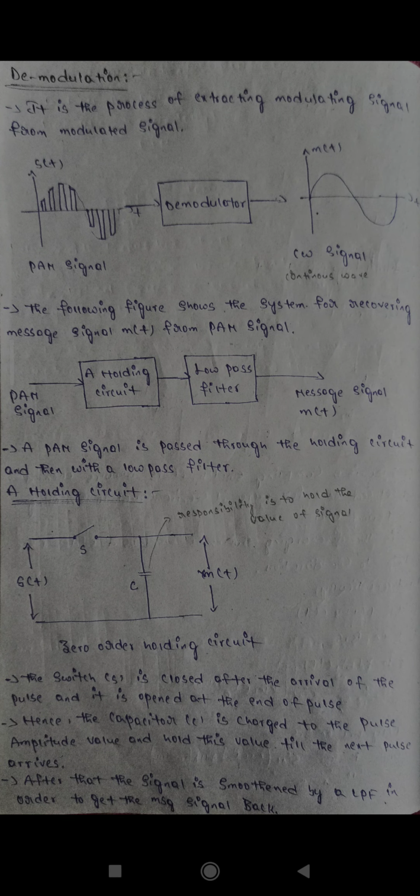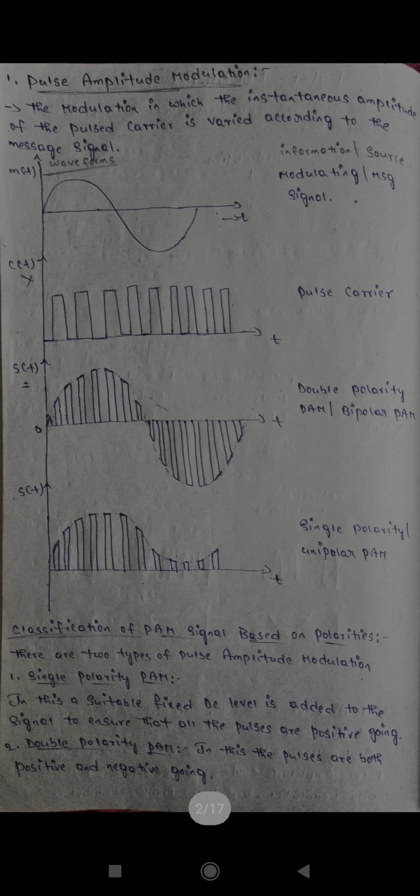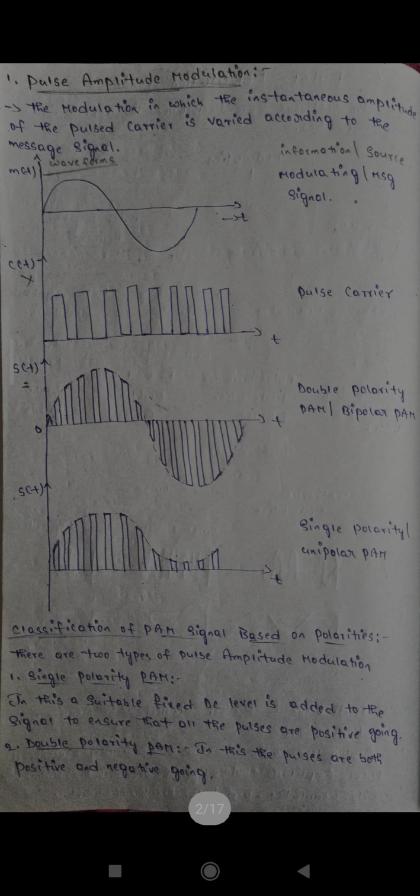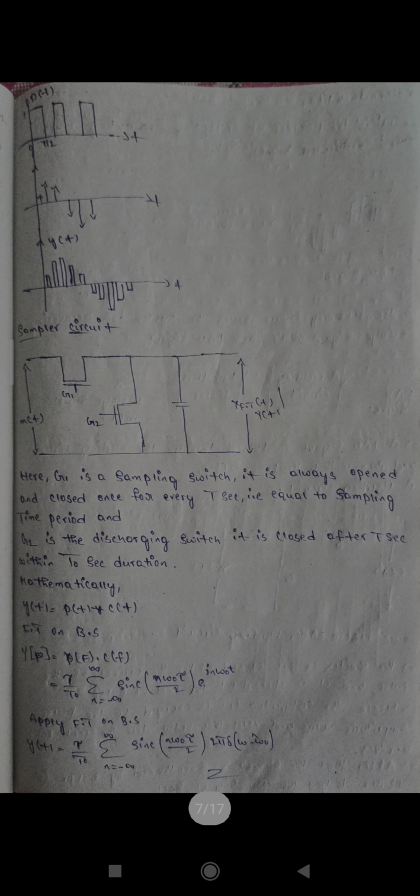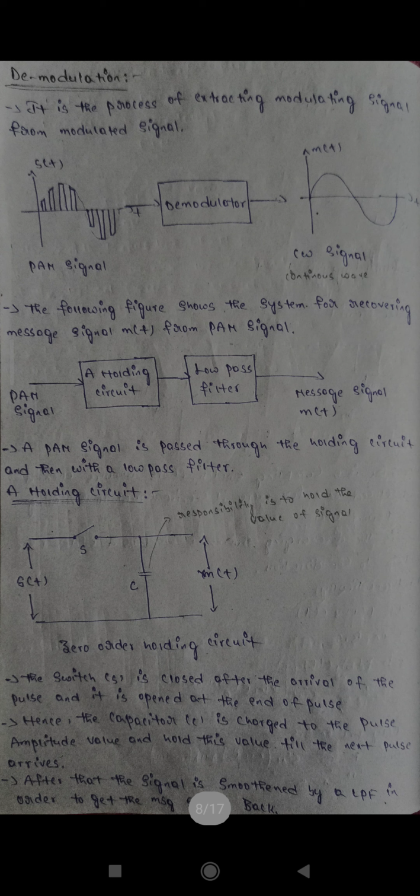Up to now, flat top sampling is completed. The three types of sampling techniques are completed up to now. We have discussed PAM generation. In PAM generation there are three techniques: ideal sampling, natural sampling, and flat top sampling. Up to now we have covered these three methods. In the next session we discuss PAM demodulation.